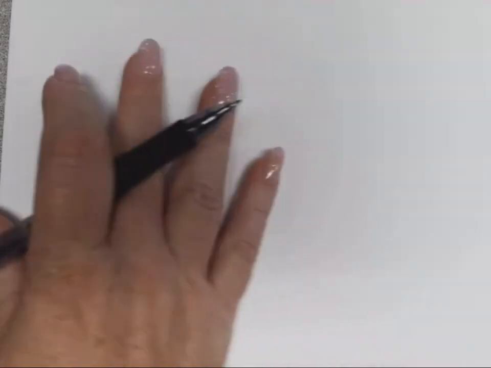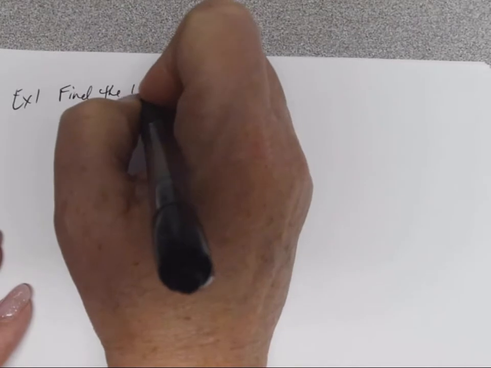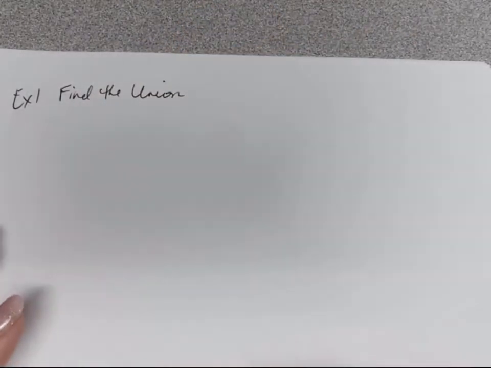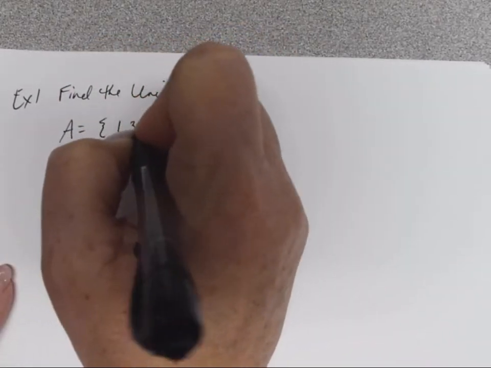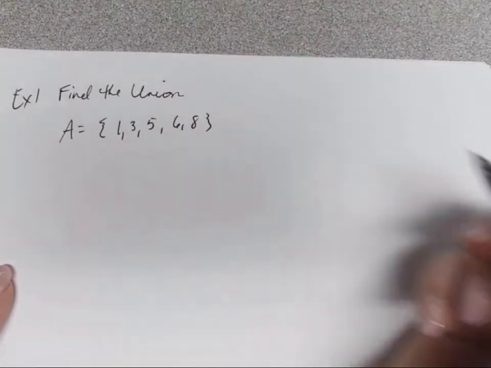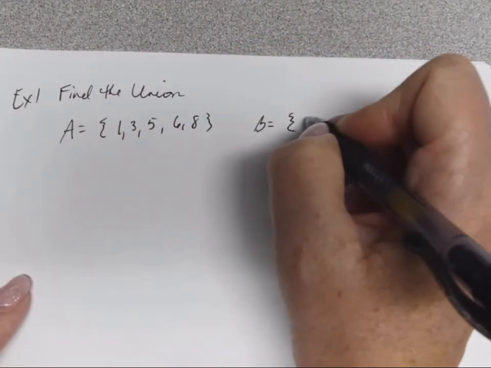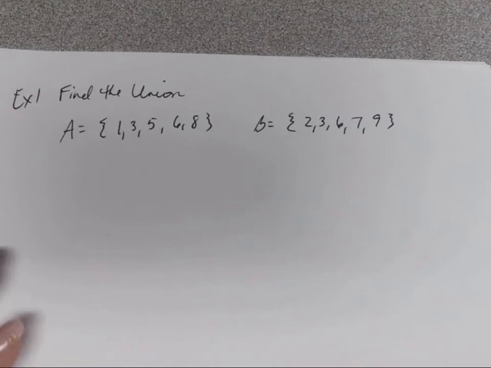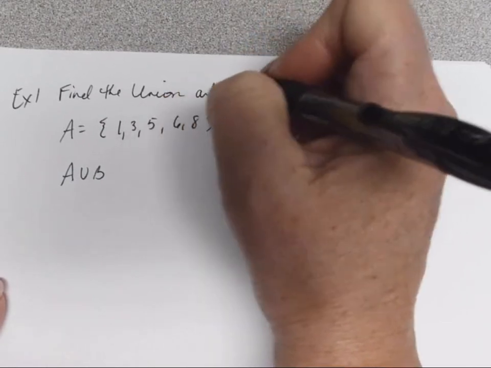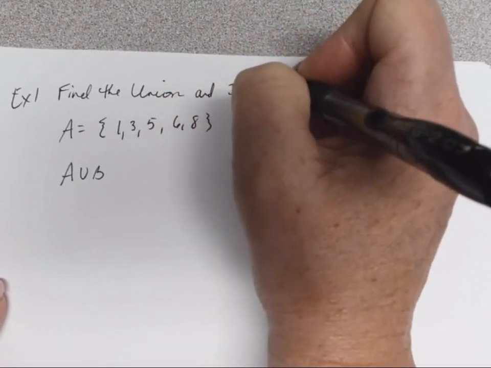Sometimes I think it's easier to cover the verbiage and then go back and look. So for example 1, we want to find the union. If I have set A equal to the set 1, 3, 5, 6, and 8, and set B equal to 2, 3, 6, 7, and 9. If we're looking at A union B, let's just change those to union and intersection. I think we can do this for both.